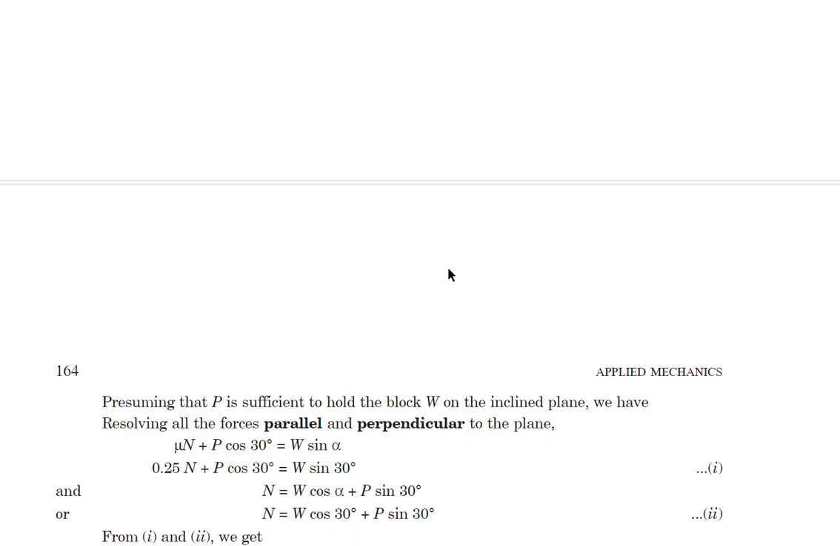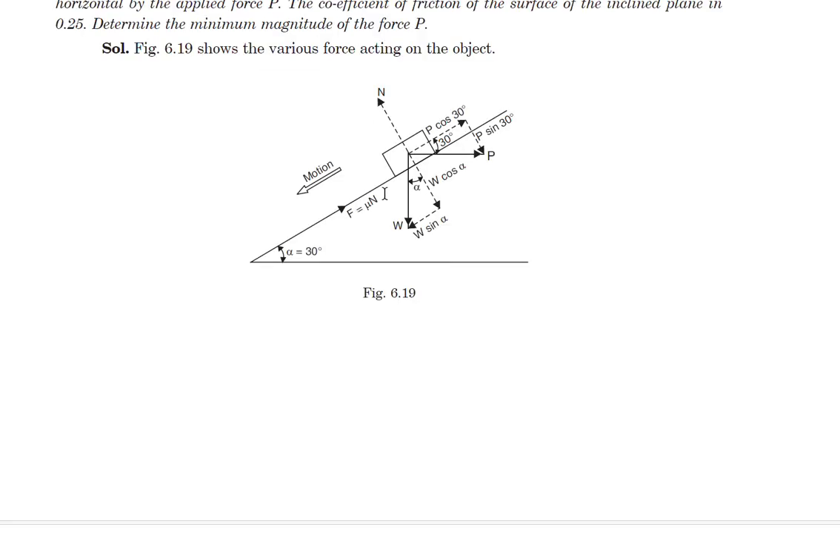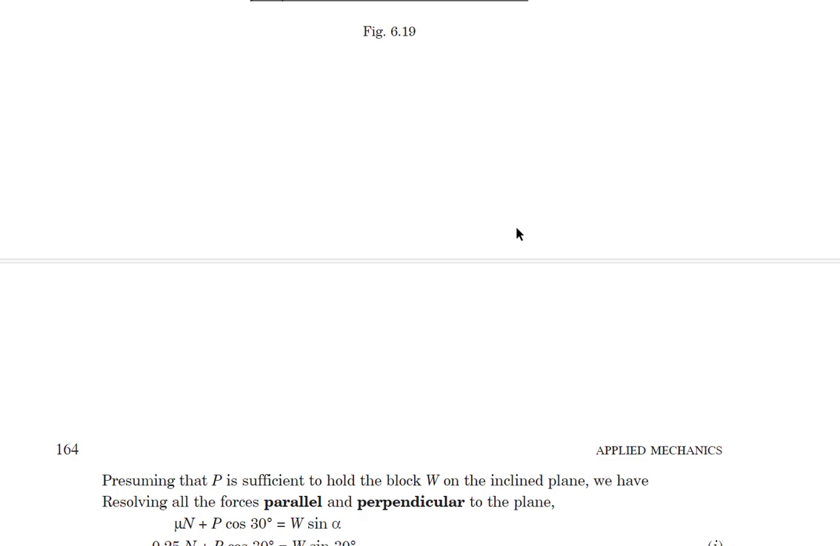So here, resolving all the forces parallel and perpendicular to the plane, you have, parallel to the plane, the force μN, which is the friction force, because the object is considered to be moving downwards. So μN plus P cos 30 degrees should be equal to W sin alpha. So this is one equation. The second equation is N equal to W cos alpha plus P sin 30.